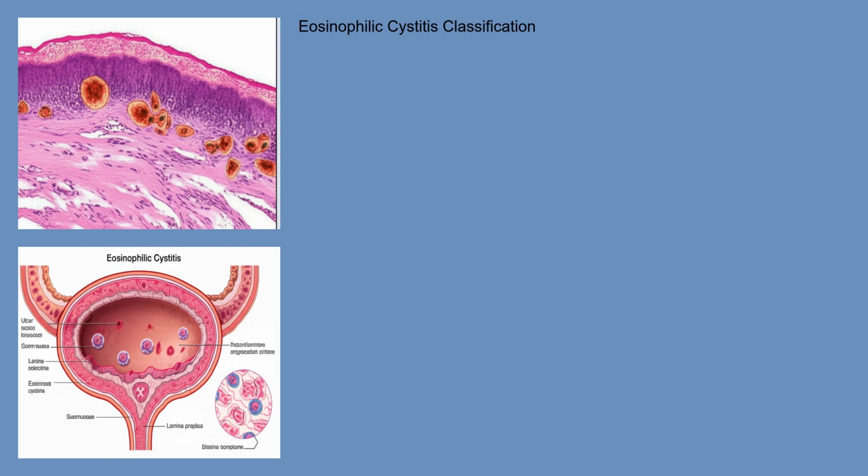The most common types are diffuse, where the inflammation affects a large portion of the bladder, and localized, where the inflammation is concentrated in a specific area, often forming a mass-like lesion. In some cases, the disease can be ulcerated, with open sores forming in the bladder wall.